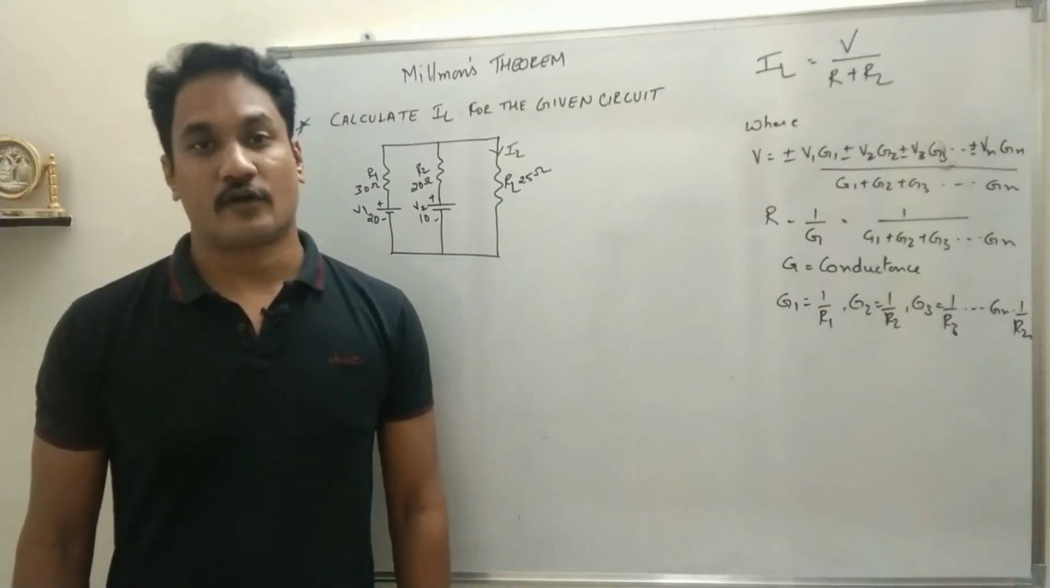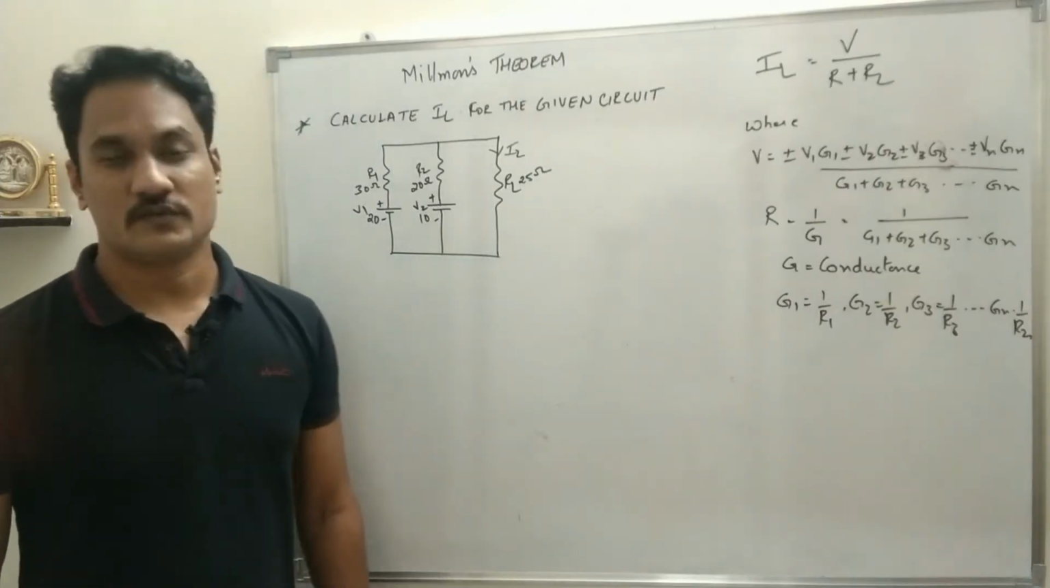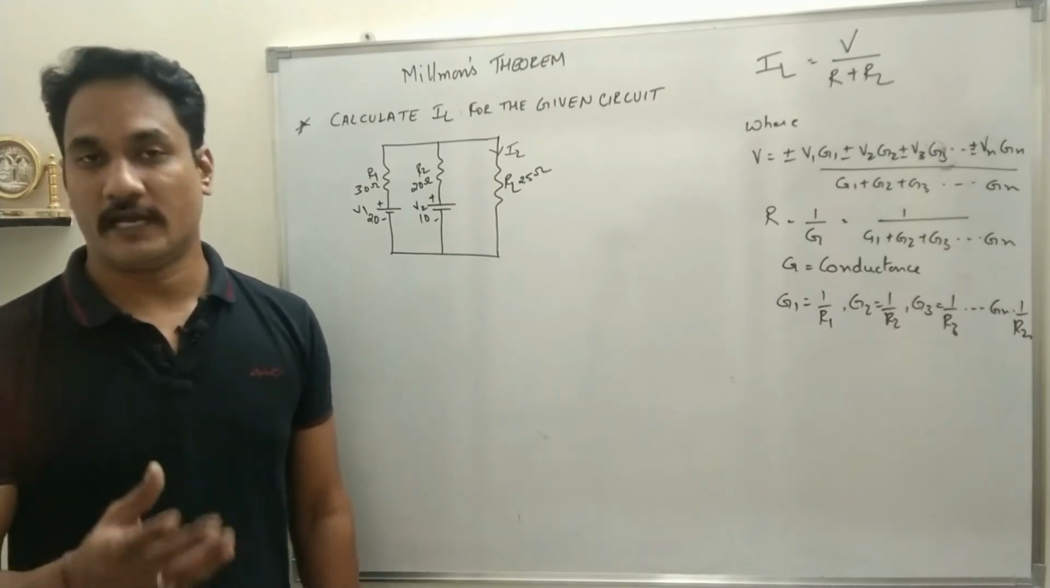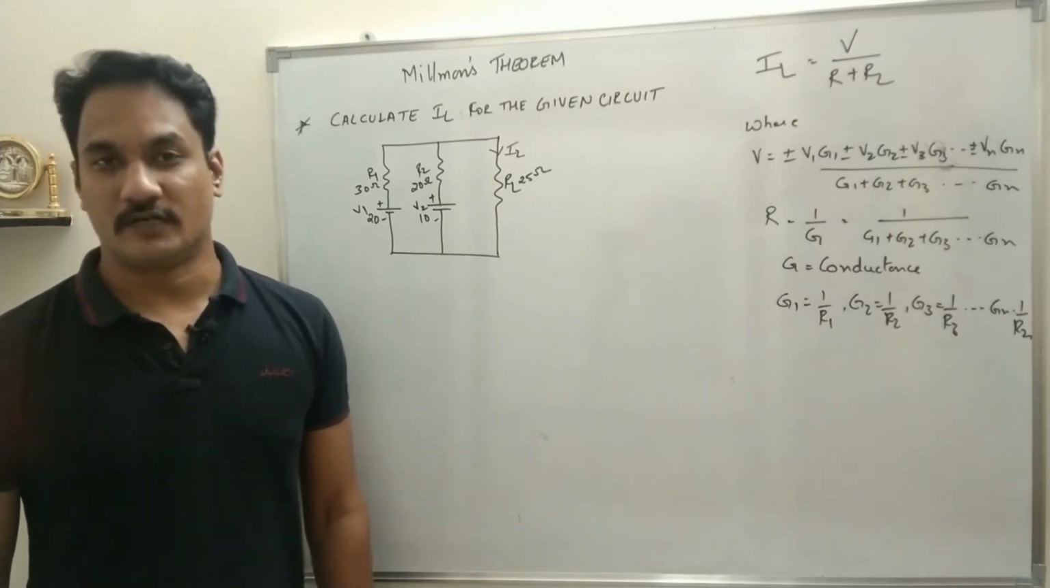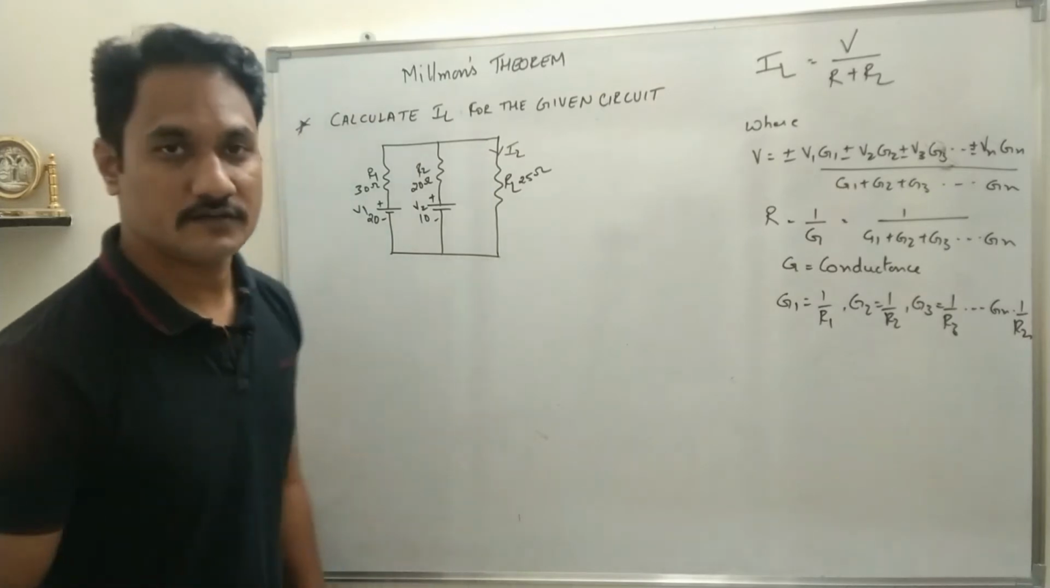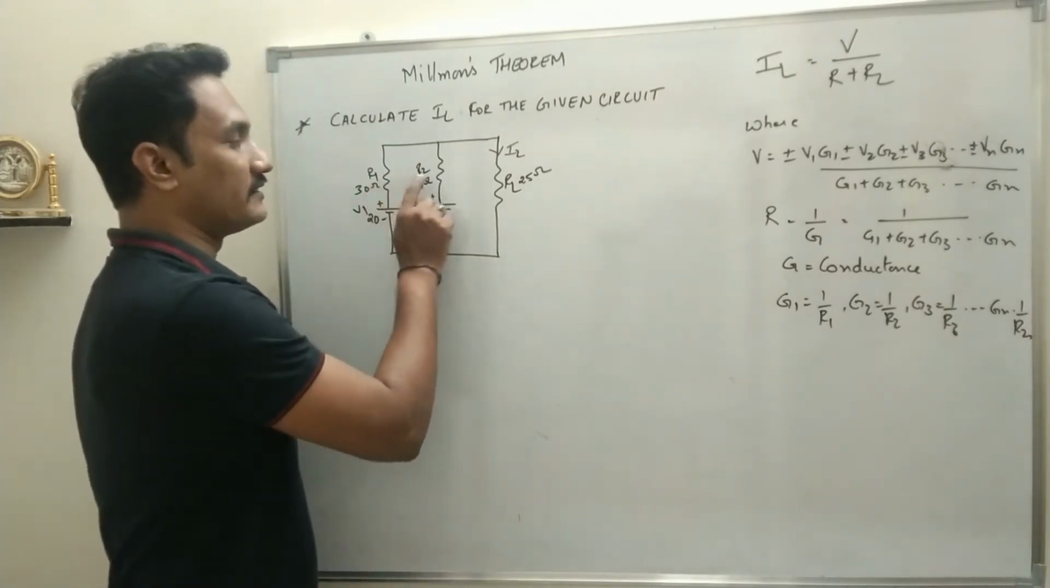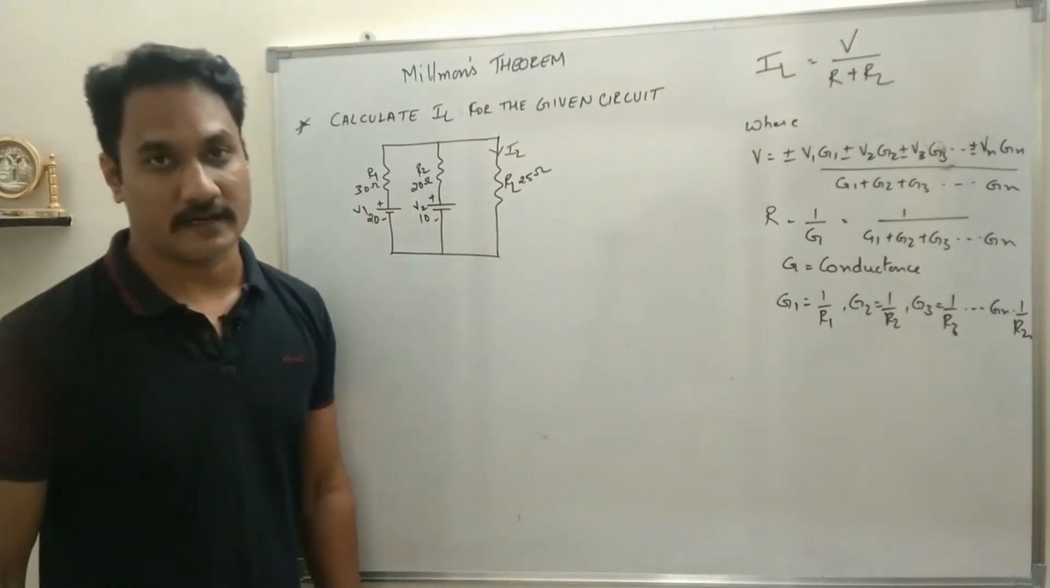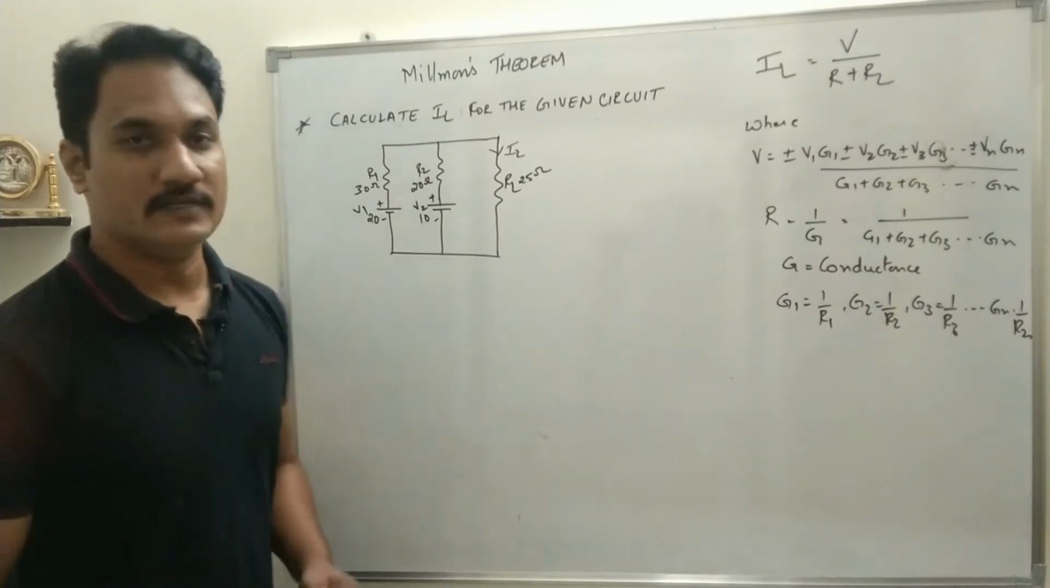Let us take one problem of Millman's theorem so that we can understand how exactly we have to apply Millman's theorem to a particular circuit. Of course, the circuit should have number of sources with their internal resistance connected in parallel. Only then you can apply Millman's theorem.